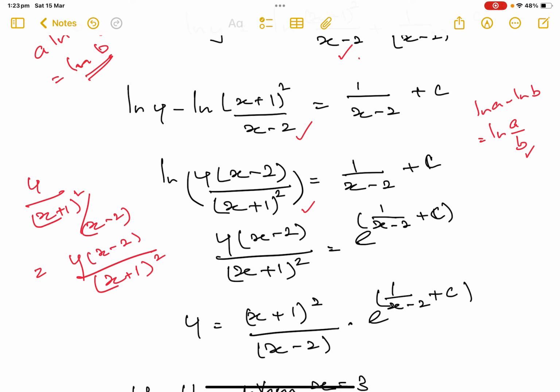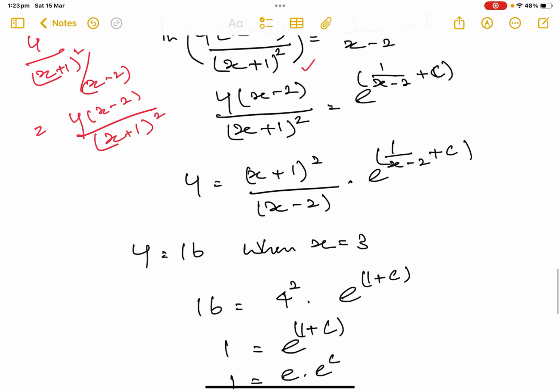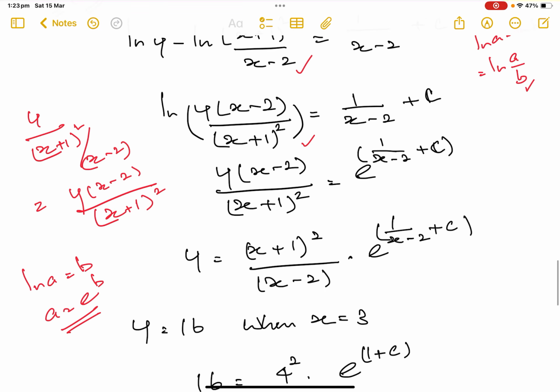Then I have another logarithmic property: ln a equal b, so a equal e to the power of b. That is simple, the property of logarithm. That's here. So it's just y times (x minus 2) divided by (x plus 1) squared, and the right-hand side, the whole thing, so e to the power of the whole thing, 1 over x minus 2 plus c.